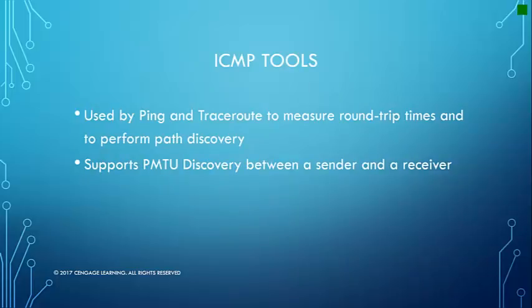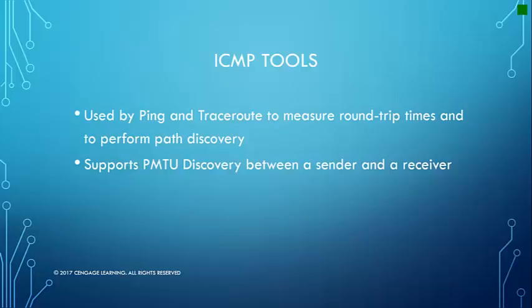Two of the TCP/IP diagnostic tools are ping and traceroute, invoked as tracert in the Windows environment. They use ICMP to measure round-trip times between sending and receiving host and to perform path discovery for sending hosts and all the intermediate hosts or routers between the sender and the receiver.